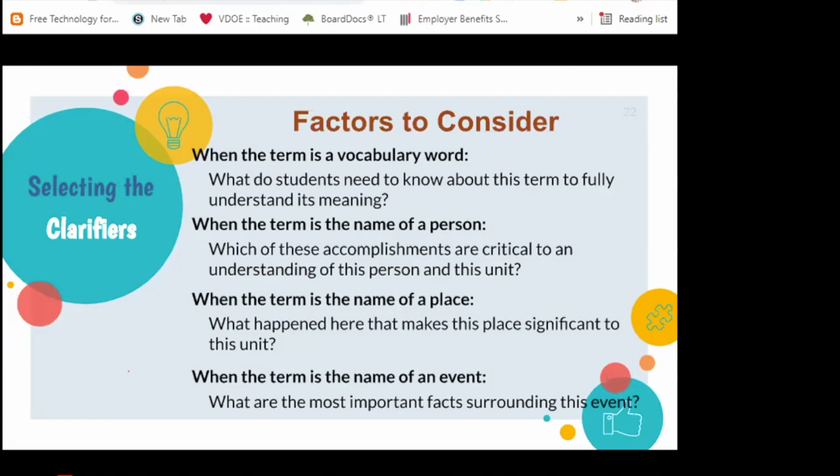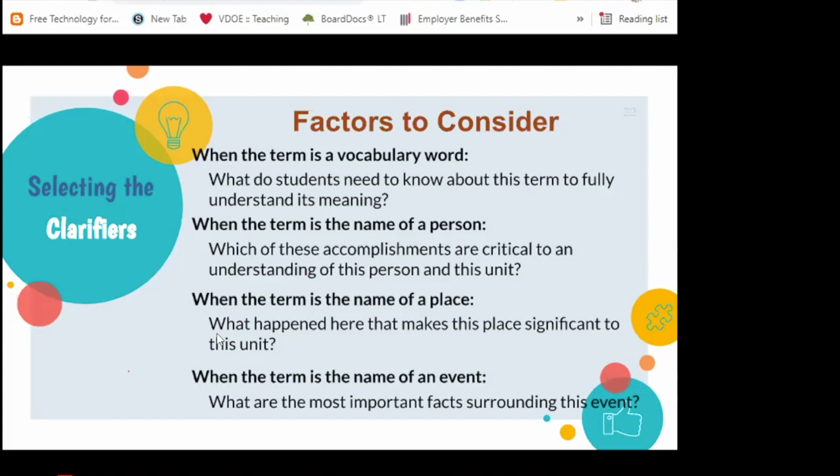In my experience doing history, George Washington in one unit was doing something important, but in the next unit, he was doing something completely different. So if I wanted to give them George Washington, it could be different based on the different units we're doing. And if it's a place, what makes it significant? And if it's an event, what are the important surrounding facts?